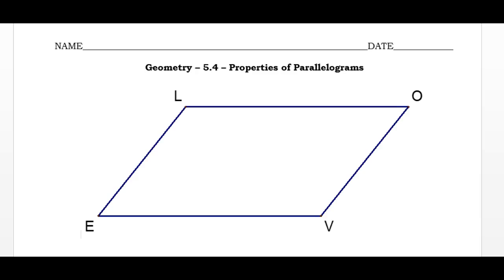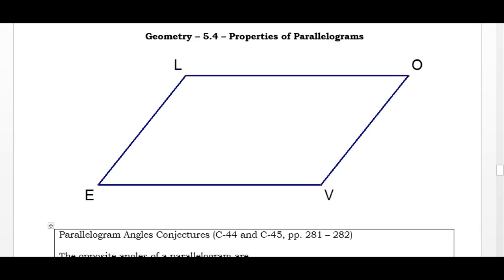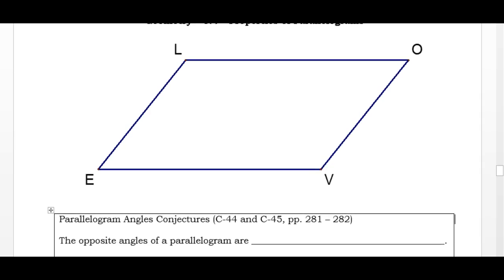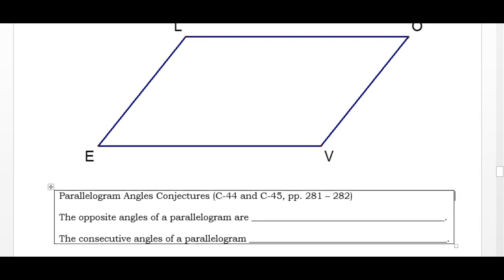This is Geometry Lesson 5.4. We're going to continue with quadrilaterals, this lesson looking specifically at parallelograms. So here I have parallelogram LOVE. I'm going to answer some conjectures and draw the matching symbols on the shape on top. So the first one says the opposite angles of a parallelogram are blank.